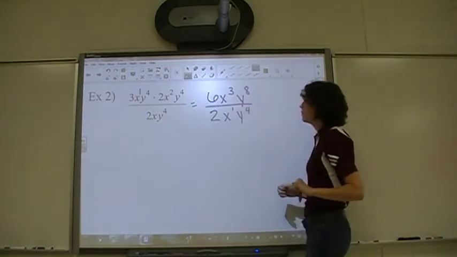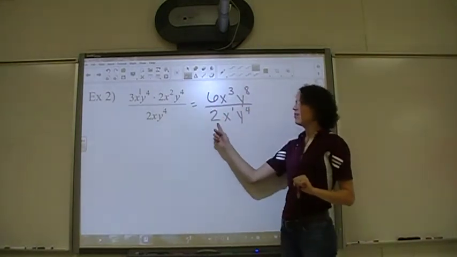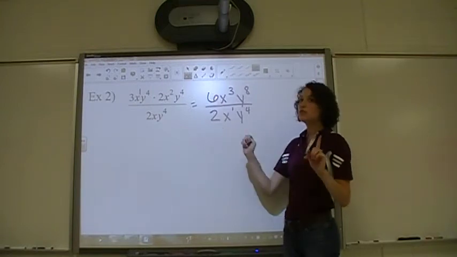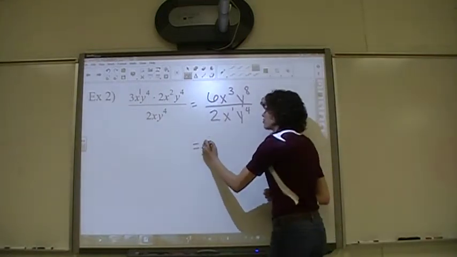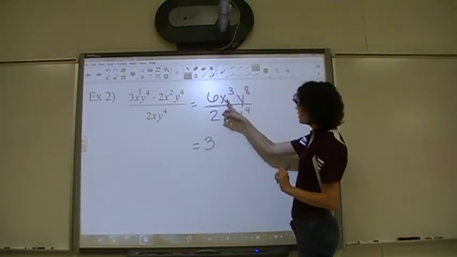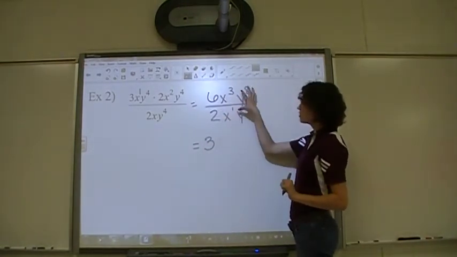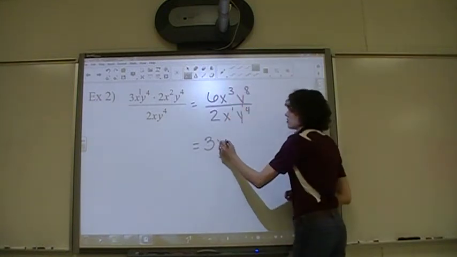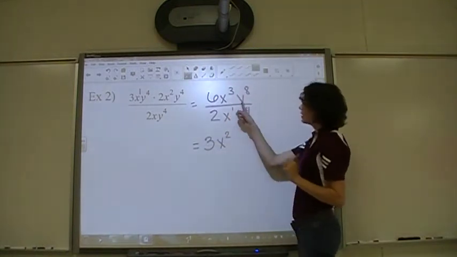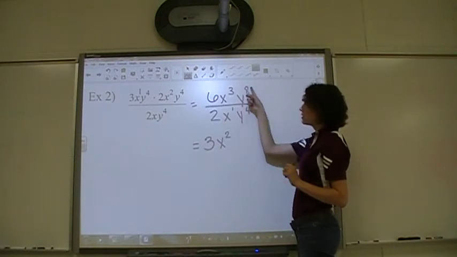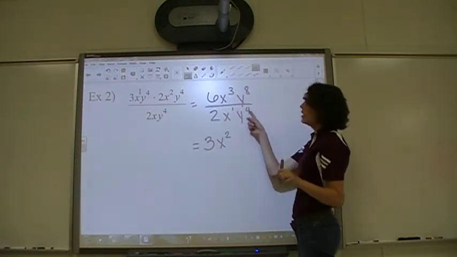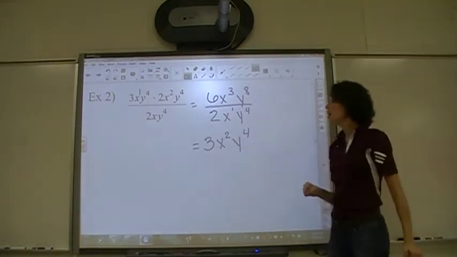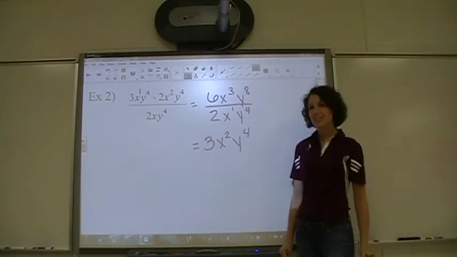Okay, now 6 divided by 2. You do not subtract these. 6 divided by 2 is 3. So we have 3 on top. Then we have x cubed, x to the 1st, subtract their exponents. 3 minus 1 gives me 2. You have more on top, so we have x squared on top. Then we have y to the 8th, y to the 4th, subtract their exponents. You get 4, and you have more on top because your 8 is on the top. So we have y to the 4th. So 3x squared y to the 4th is your answer.